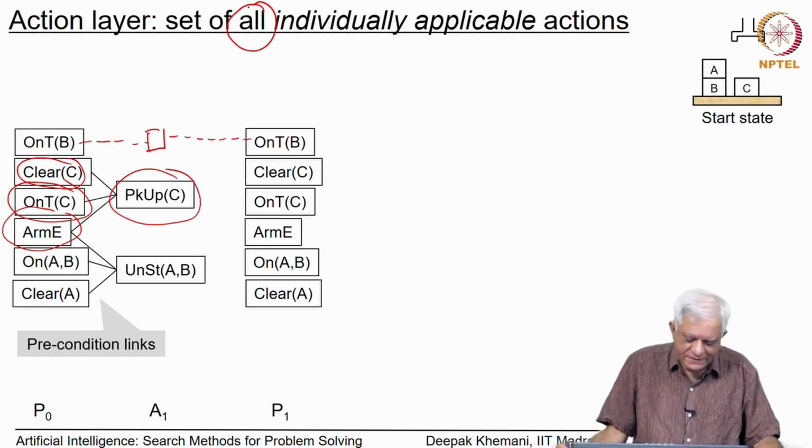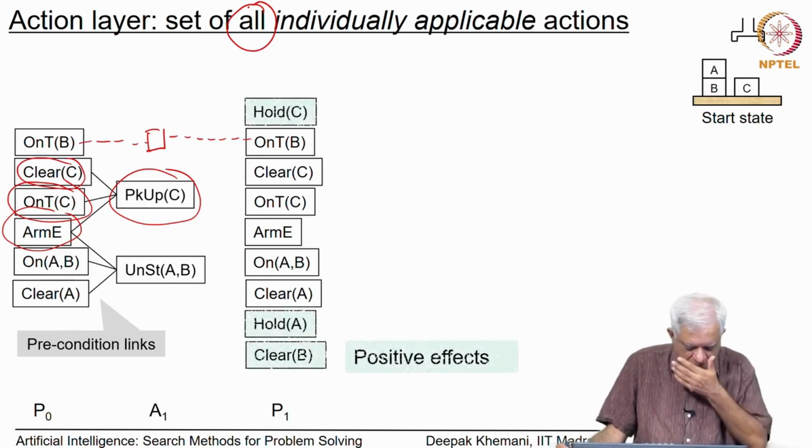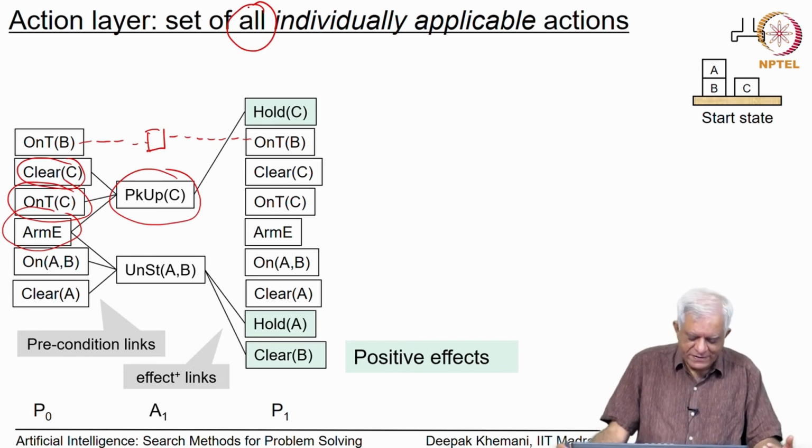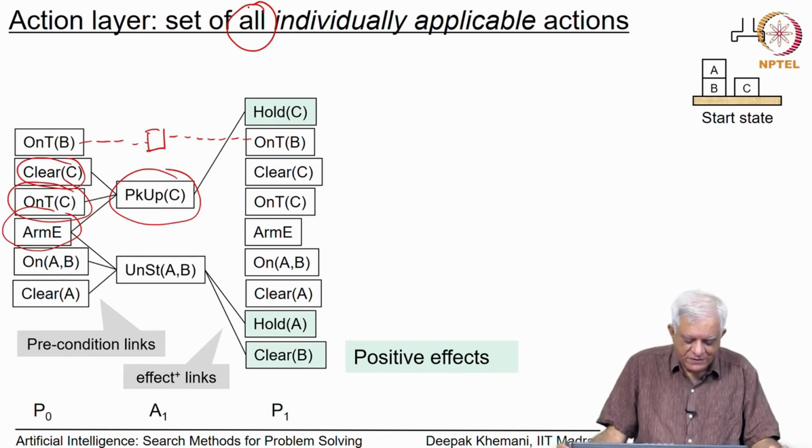So, the effects of these actions is the next thing that we have to think about, and you can see that these positive effects will appear as new propositions in the planning graph in layer P 1, and this fact that they are the effects of these actions is captured by storing the positive effect links, which tell you what are the positive effects of each of the actions. So, unstack A B, for example, has a positive effect that you are holding A, and the fact that B has become clear. Likewise, pick up C has the effect that you are holding C.